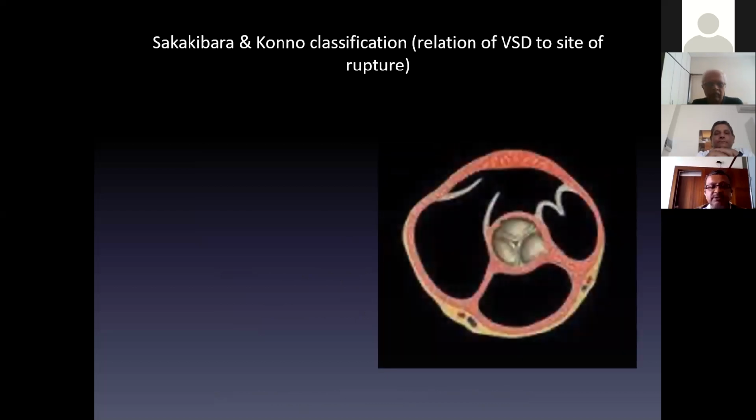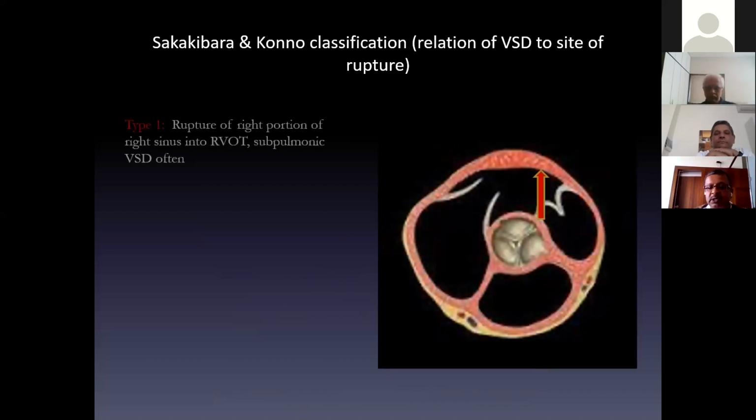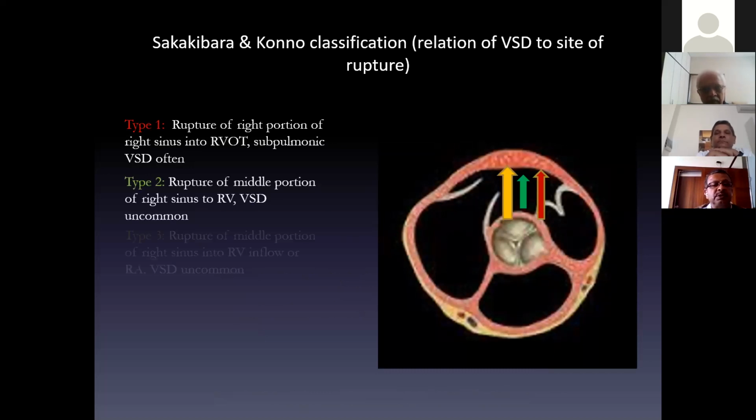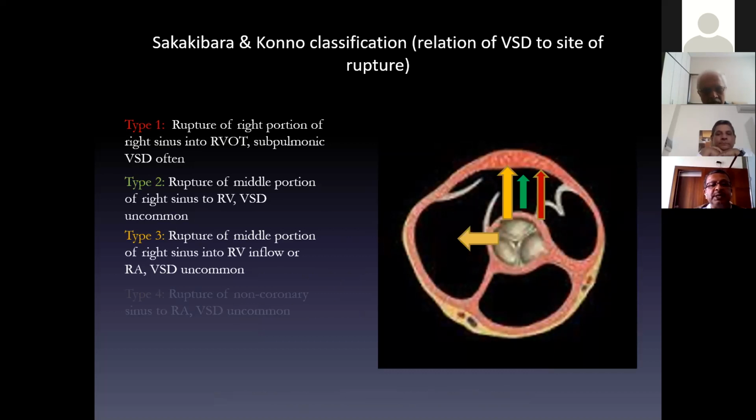Very rare sites of rupture into the PA, which I have never encountered. This is a very old classification in the world of congenital books. Type 1 means a rupture of the right portion of the right sinus into the RVOT. This is a subpulmonic VSD quite often. This is one particular subset where we encounter the presence of the subpulmonic VSD.